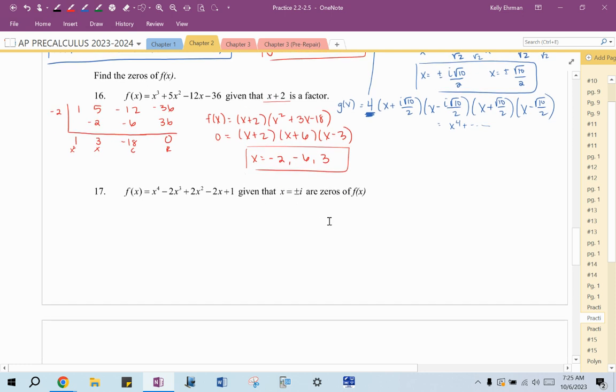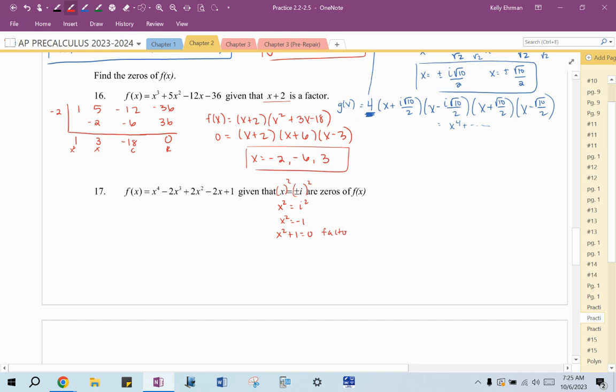For the next one, this says find the zeros of this f of x, given that plus and minus i are zeros of f of x, excuse me. So we're not going to put i outside of the synthetic division. That would get complicated. But we can square both sides and say, well, x squared equals i squared if I square both sides. In other words, x squared equals negative 1. That's how we got the plus or minus i. That means a factor was x squared plus 1.